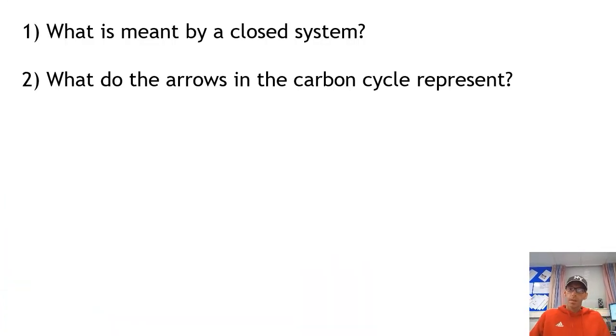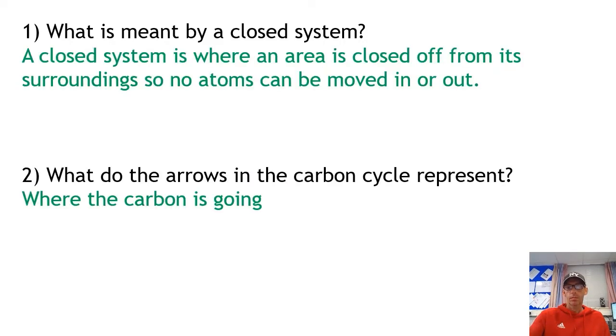So, questions in the booklet: what is meant by a closed system, and what do the arrows in the carbon cycle represent? Please pause and do your answers for those. And here we have a closed system is where nothing can be lost or gained to a system, and the arrows are showing where the carbon is going.